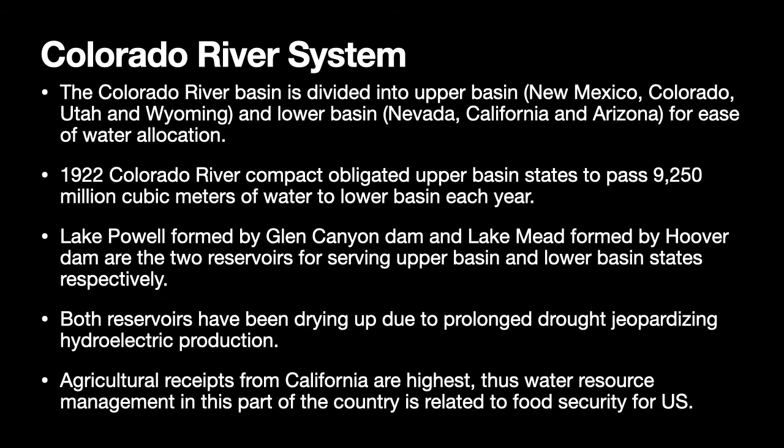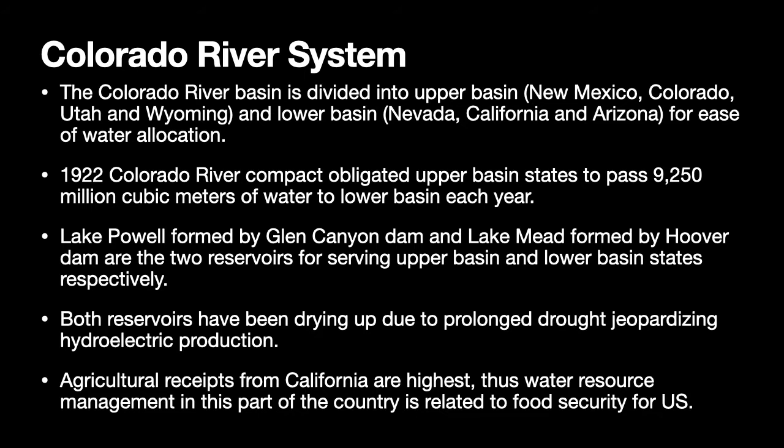Here I will talk a little bit about the Colorado River system. Like I said previously, the Colorado River Basin is divided into upper basin and lower basin. The upper basin serves the states of New Mexico, Colorado, Utah, and Wyoming, while the lower basin serves the economic powerhouse of California and also Nevada and Arizona. The 1922 Colorado River Compact was an agreement between the upper basin states and the lower basin states to allow passage of about 9,000 million cubic meters of water from the upper basin to the lower basin each year.